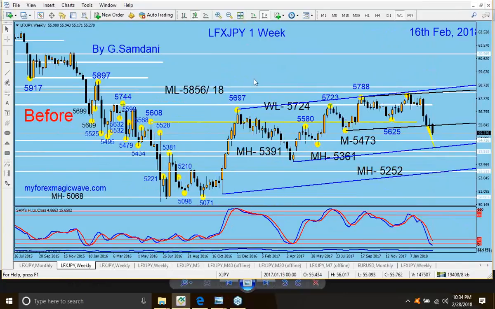Yen index is the opposite of all the indexes. Other indexes going down means the currency is getting weaker. Yen index going down means yen gets strong. Okay, that's the only difference.